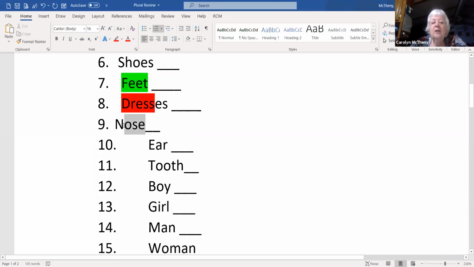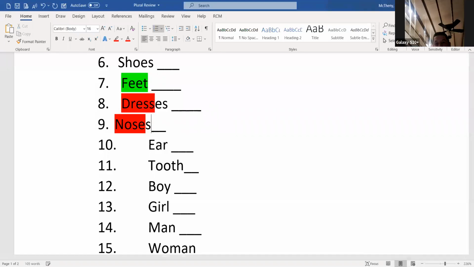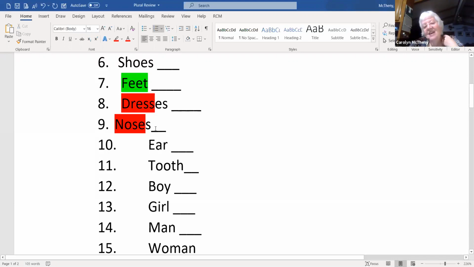Marty, how are we going to make nose plural? Noses. Little S. Yes, we're going to make it E and S for noses. Yeah, E-S. Right. What about ear?